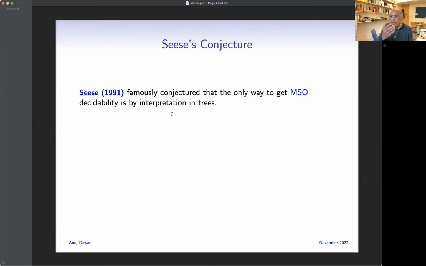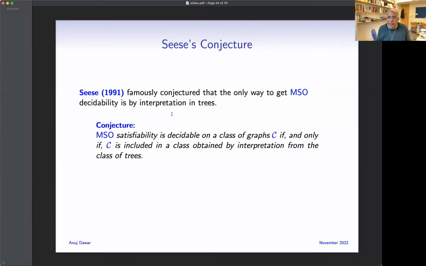So the bounded Treewidth case is a special example because classes of bounded Treewidth for any fixed bound can be obtained by an interpretation from trees. So that is the conjecture, and it is still open. MSO satisfiability is decidable if and only if C is included in a class obtained by interpretation from the class of trees. One direction I've told you, we know, right? If it is obtained from a class of trees, it is decidable. So the open question is really that for any class which is not obtained by an interpretation from the class of trees, MSO satisfiability is undecidable.